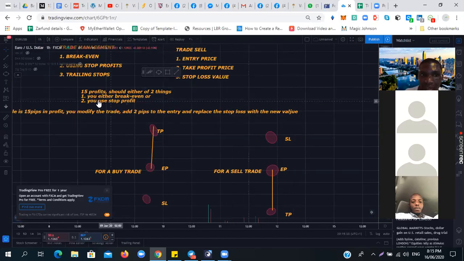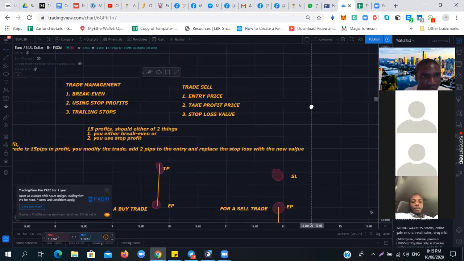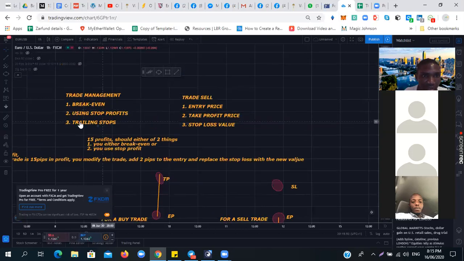Then the third one is using trailing stops. Sorry, I made a mistake with this. This is trailing stops. Stop profits, sorry. Then there's a third one. Okay, trailing stops, that's the third one.